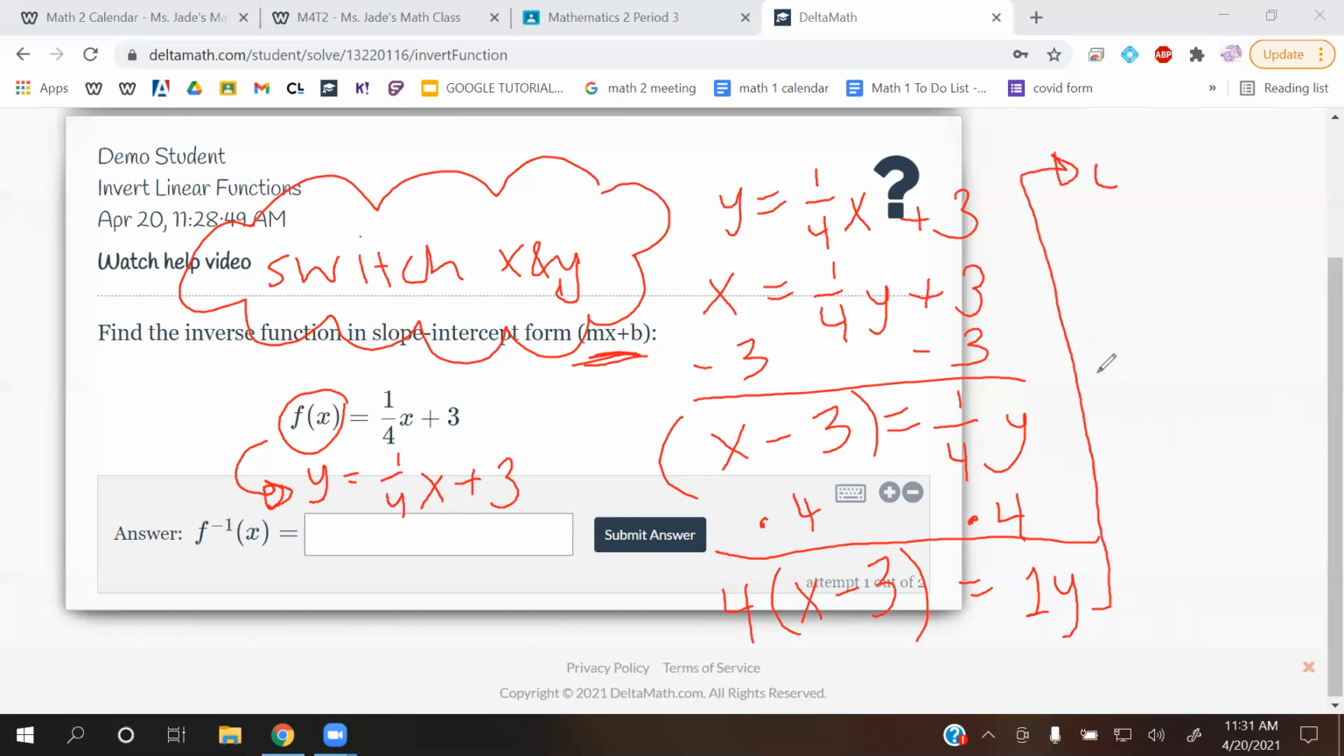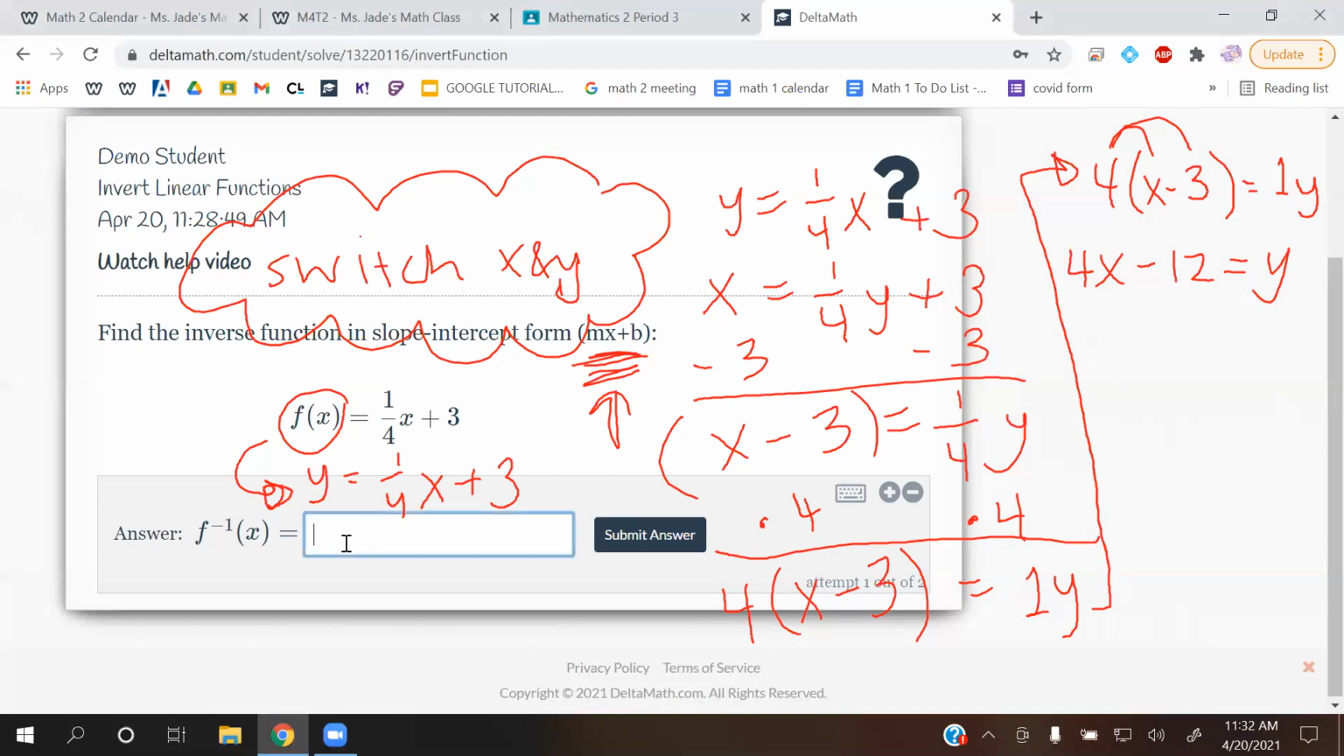Okay, I'm going to rewrite this up top because I have to get more space. So we have 4 parentheses x minus 3 is equal to 1 y. I just rewrote it. Okay, so now let's distribute the 4 into the x and the minus 3. So 4 times x is 4x. 4 times negative 3 is minus 12. And then 1y is just y. And finally, this is in the mx plus b form that we wanted. This is 4x minus 12. That's your mx plus b. And so all we have to do is type this in over here. So it's 4x minus 12.